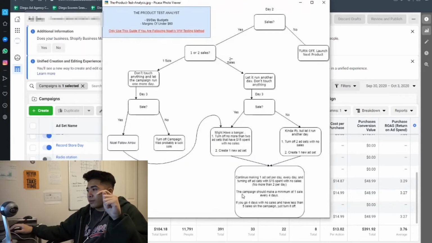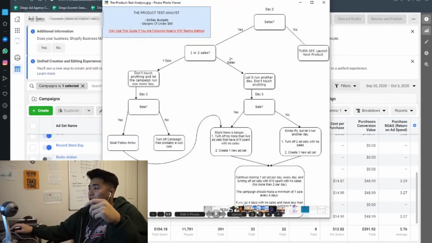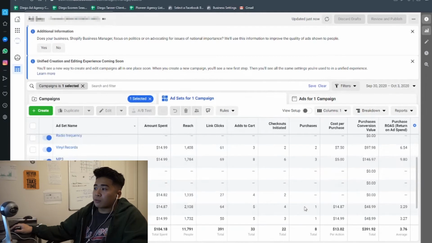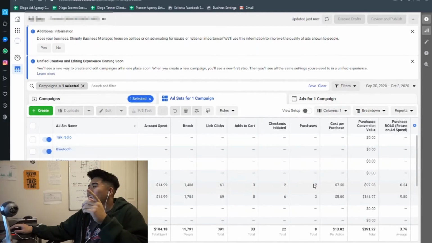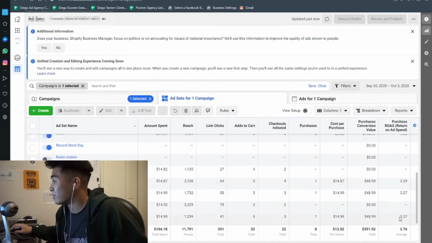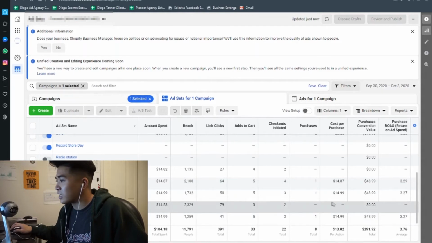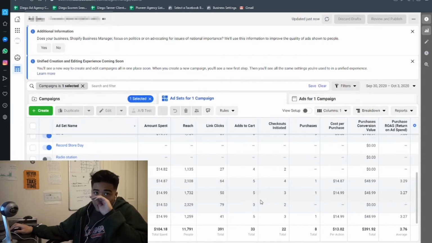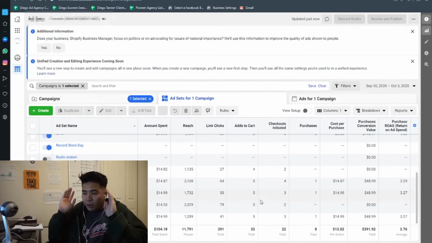So if it doesn't make a minimum of 1 sale every 4 days, I'll just turn it off. As you can see, I killed 2 right here. A couple of these got sales. This ad set got sales, and so did this one at almost 10 ROAS, which is pretty awesome. And these ones are decent at like 3.3 ROAS, so almost a 4 ROAS, which is decent for $104 spent. So I killed 2, and I made 1 ad set.